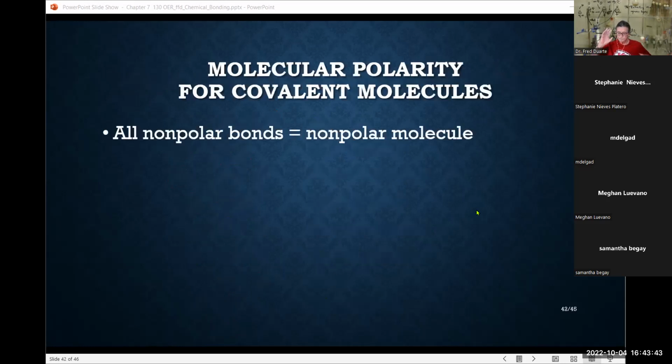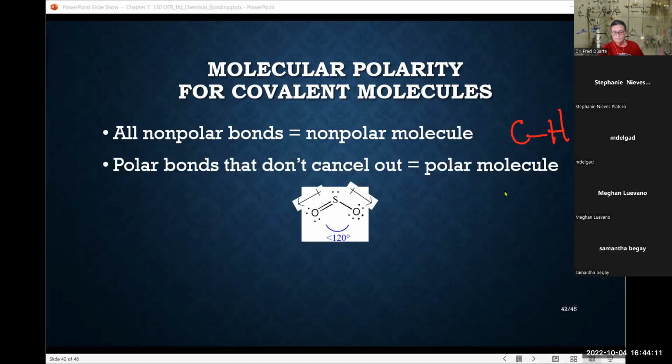Okay, so we're going to talk about how I just mentioned that polar bonds can cancel, and if they cancel, then we end up with a nonpolar species. Now, when you look through the molecule and they have all nonpolar bonds, which includes the carbon hydrogen bond, okay? All carbon hydrogen bonds, or all the elements are the same, like diatomic and so forth, you end up with a nonpolar molecule, okay? When the polar bonds do not cancel out, then you end up with a polar molecule.